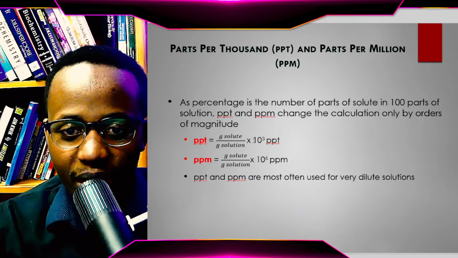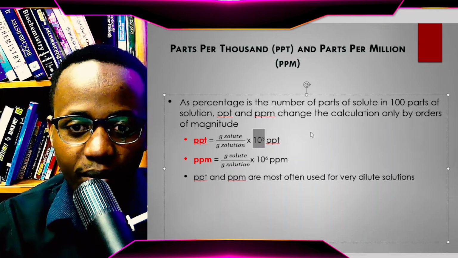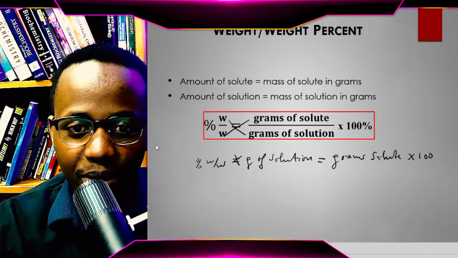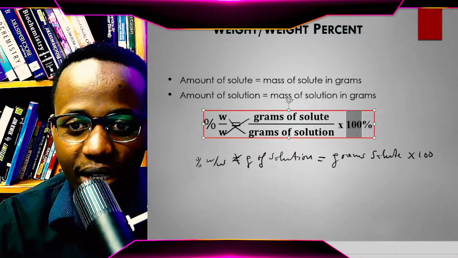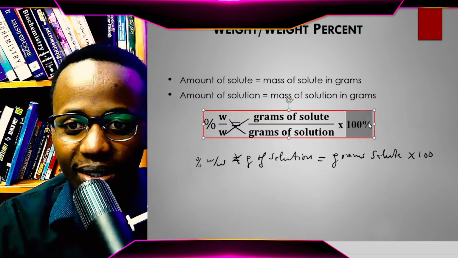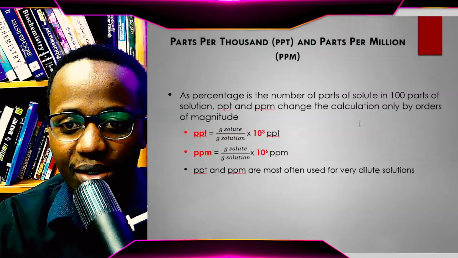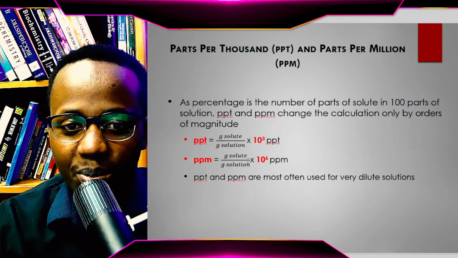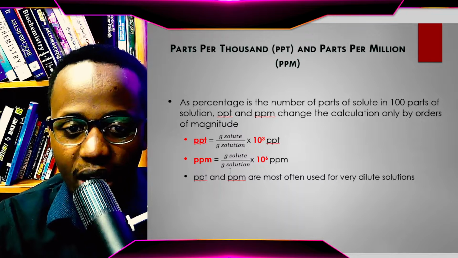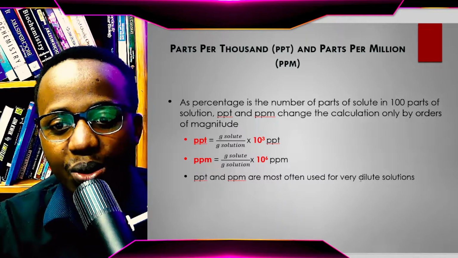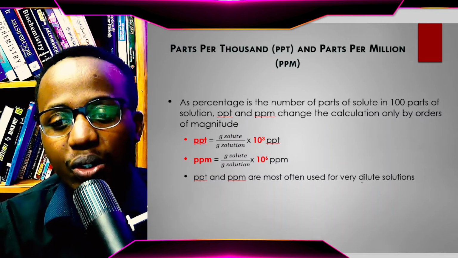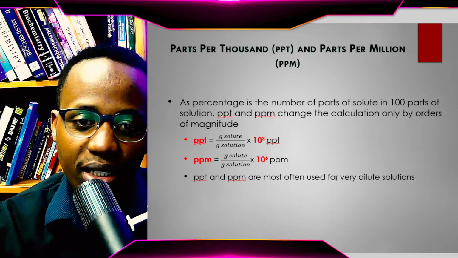We're just multiplying here by 1,000, and here we're multiplying by a million, right? And instead of multiplying by 100, see the difference? Weight by weight, percent is by 100, PPT is by 1,000, ppm is by a million. And ppm and ppt are the most often used for the very dilute solutions because we're multiplying them.